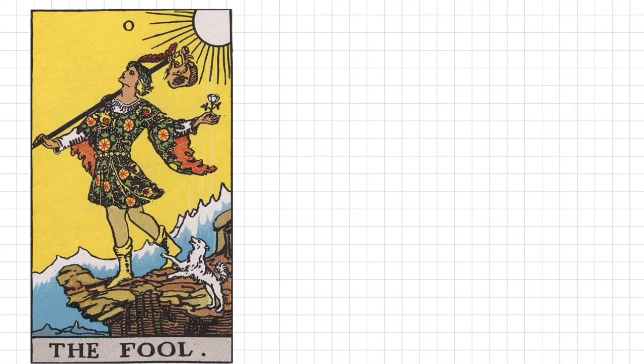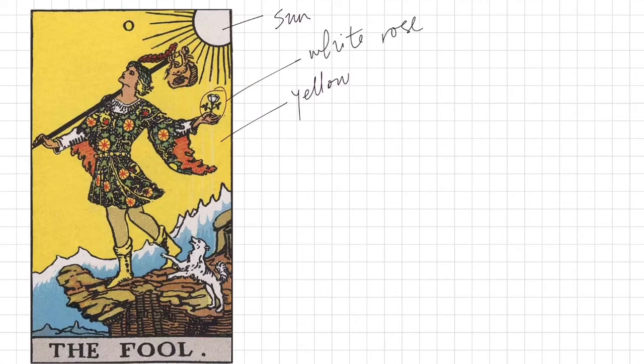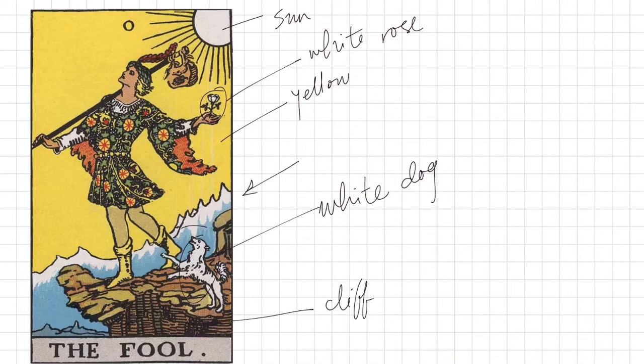So for this example, you would say, the sun is out, it's yellow, there's an abundance of yellow, there's this young person. Here, he's holding a white rose, for example. There's a white dog. At the bottom here, he's on a cliff. There's mountains in the background. What he's wearing, etc.